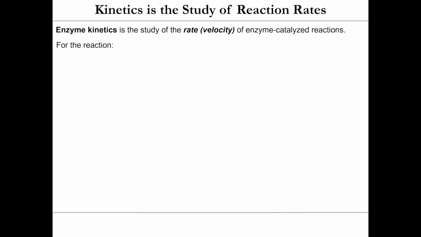So today we're going to start talking about enzyme kinetics. So enzyme kinetics is the study of the rate or velocity of enzyme catalyzed reactions. So we'll have a lot of equations today, and we'll go through those pretty slowly so everybody can follow along. So if we think about a reaction of A goes to P, A would be our substrate or our reactants, and then P would be the product.